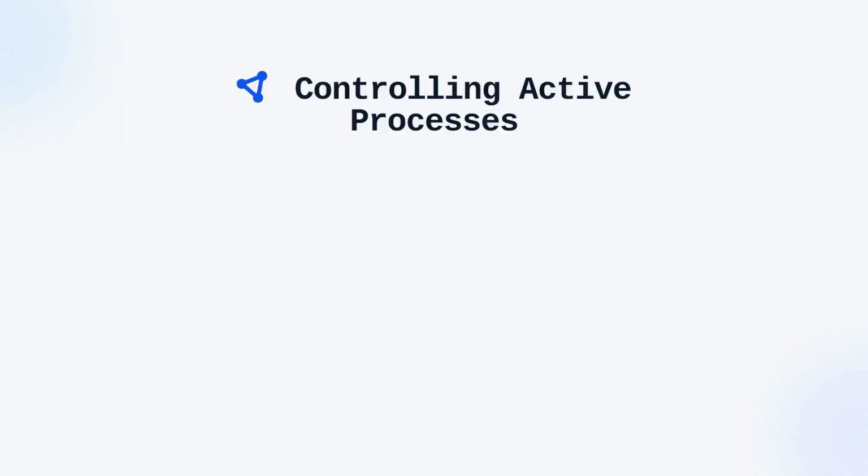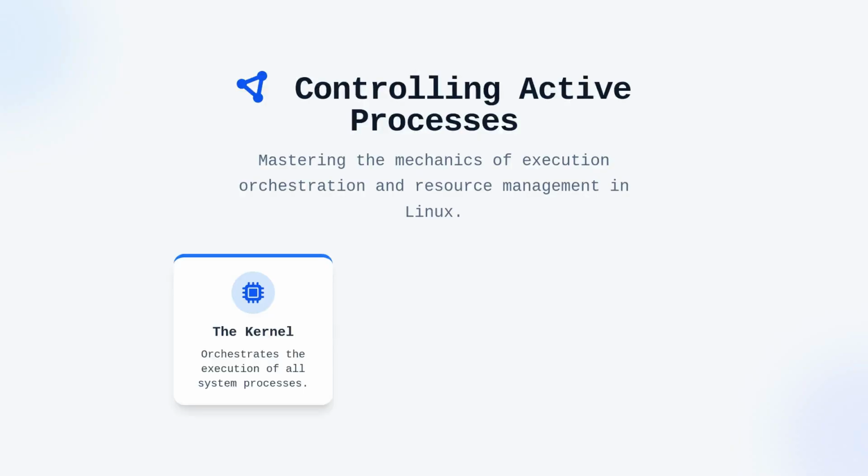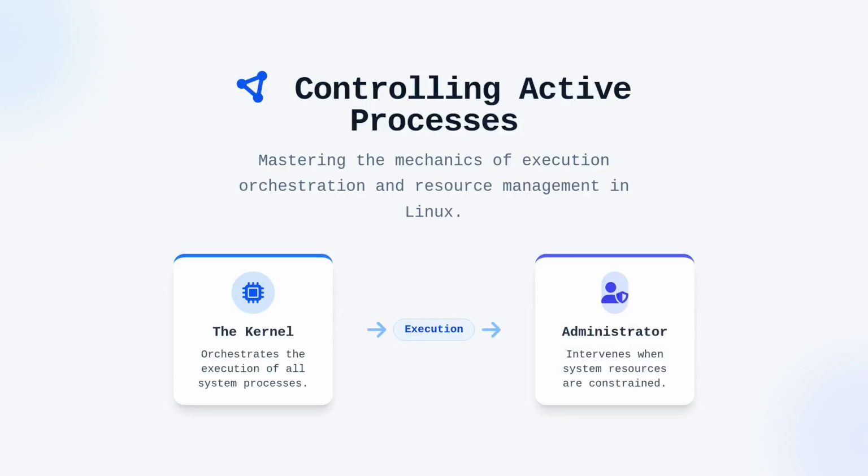Welcome back, and today we turn our attention to the mechanics of controlling active processes within a Linux system. In this chapter, we will examine how the kernel orchestrates execution and how administrators intervene when resources become constrained.